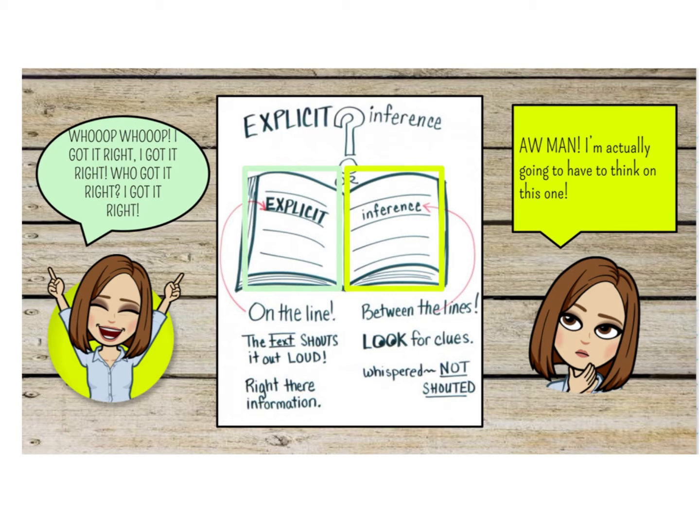The opposite of that is an inference, our focus for today. An inference is when we have to look between the lines and we have to use clues from the text. It's often whispered and not shouted. These are the kinds of questions you have to use clues to create something new. These are the types of questions that the author will not tell you right there on the page, but instead you have to make an inference using the clues.